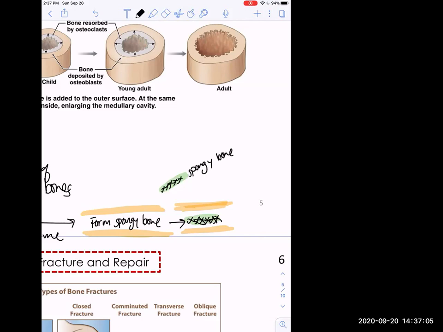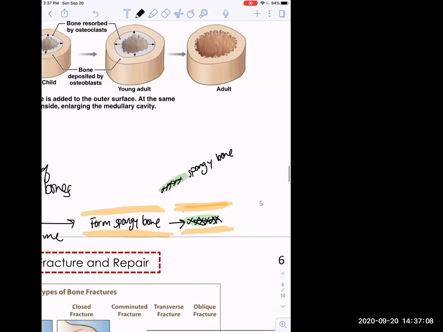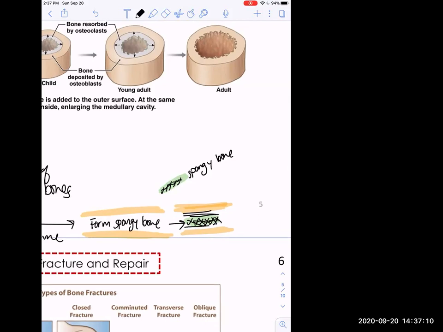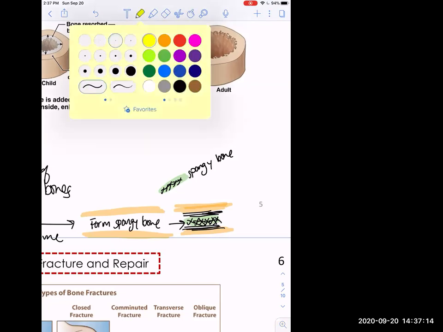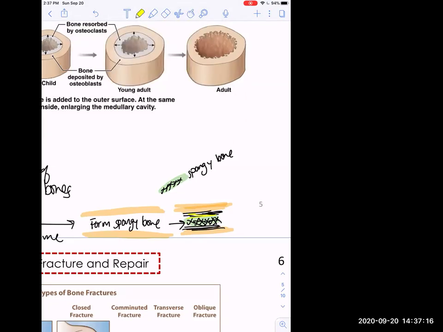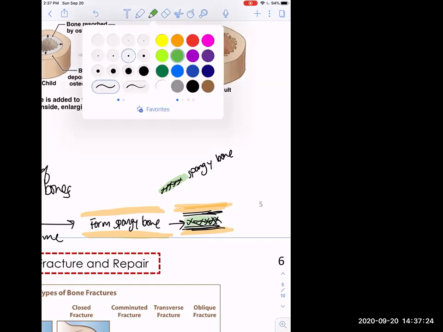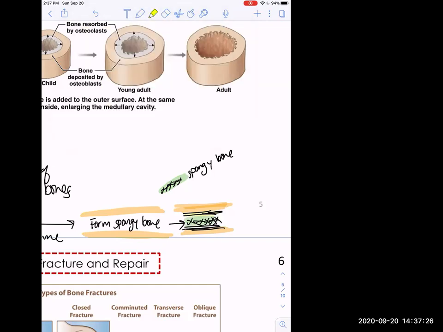And then you start to form compact bone on either side of it, on the top and the bottom of the bone. You're going to start to form compact bone on either side here.